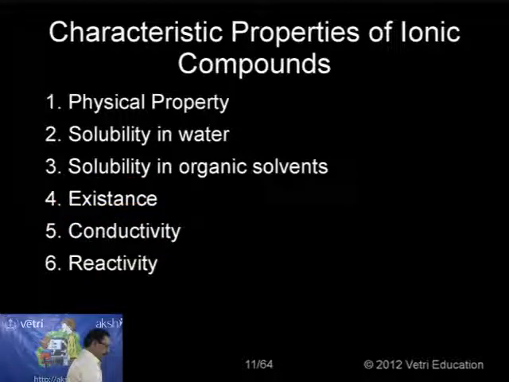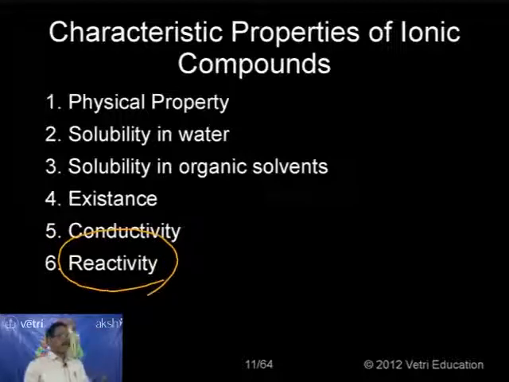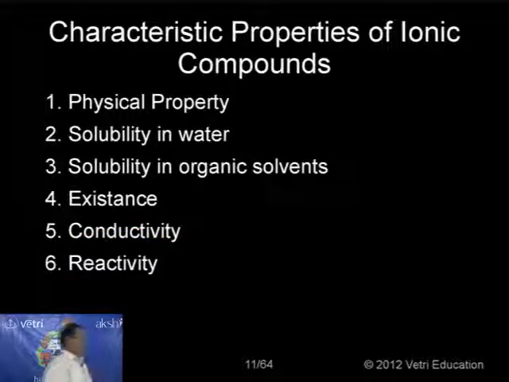Coming to reactivity. Because they are present in the form of ions, and ions are unstable, they are highly reactive. Reactions involving ionic compounds are faster in rate. They will react faster when compared to organic reactions, where the molecules are neutral. So the reactivity of ionic compounds in reactions will be very, very fast. This is the interesting information regarding the properties of ionic compounds.